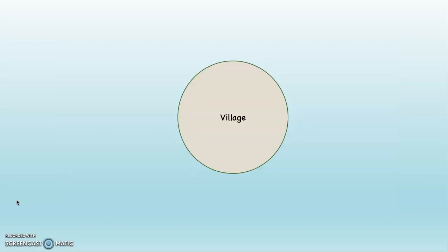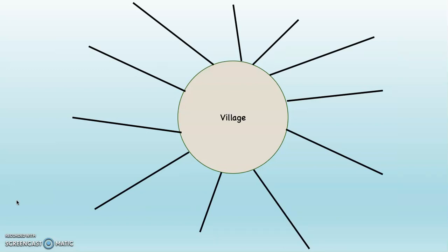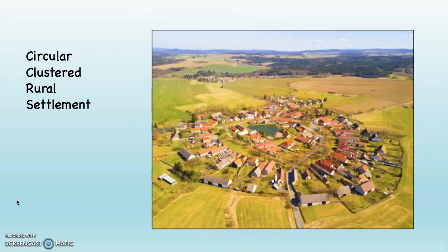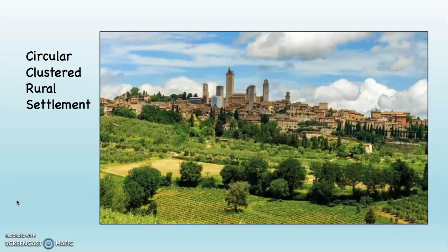So if here we have a village, these lines are delineating the fields. And you can see the fields are kind of like spokes going outwards away from the city. And those are all going to be agricultural fields that then bring food into the city and then maybe sell it as well. This is a circular, clustered rural settlement. This is in Romania. You can see the way it looks exactly the way I've described it.